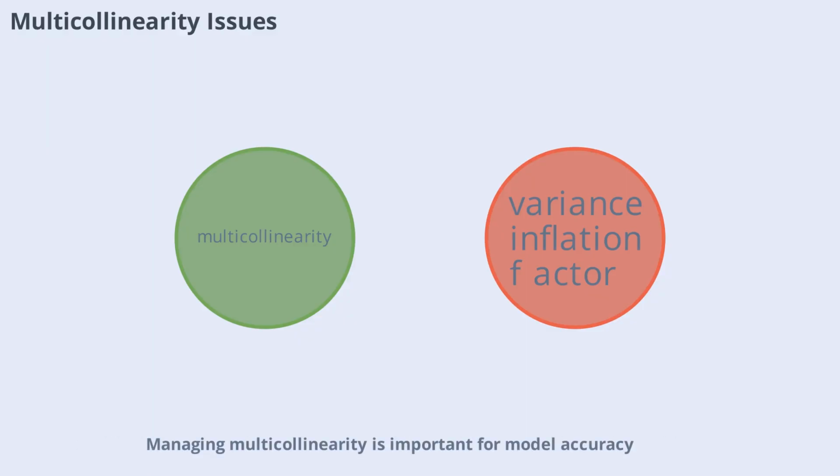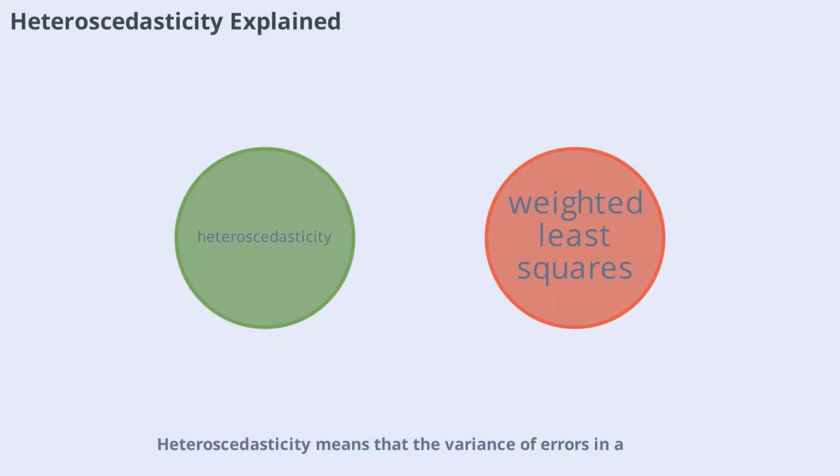Managing multicollinearity is important for model accuracy. Heteroscedasticity means that the variance of errors in a linear model changes across levels of the independent variable. This violates one of the key assumptions of linear modeling and can lead to inefficient estimates. Economists use tests like the Breusch-Pagan test to detect heteroscedasticity and may use weighted least squares or transform variables to correct it. Addressing heteroscedasticity improves model reliability.